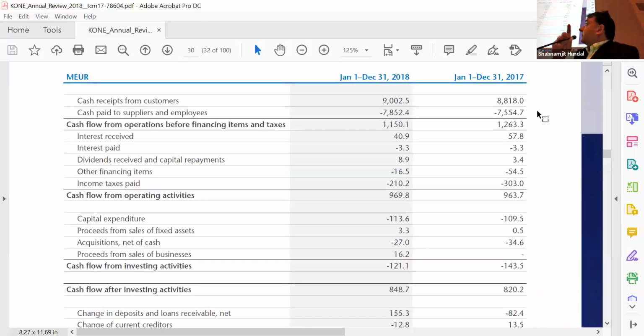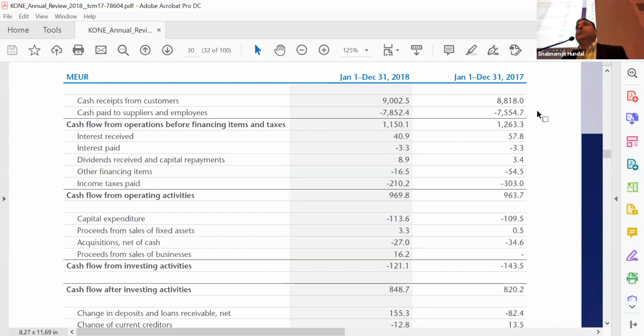Kone got cash from customers, 9 billion last year or the previous year. Then the cash paid to suppliers and employees. These are the biggest costs, suppliers and employees. And then comes cash flow from operations before financial items. Then you have some interest received, if it comes in, it's plus. Interest paid goes out, dividend received, and capital repayments. Dividend received.